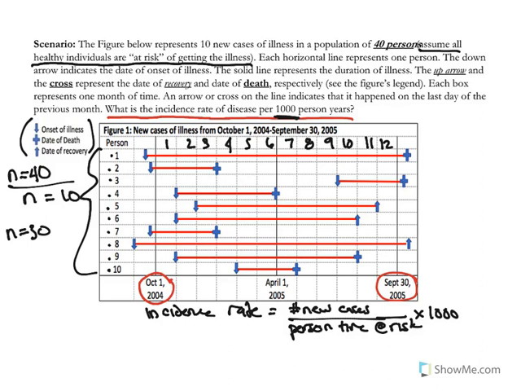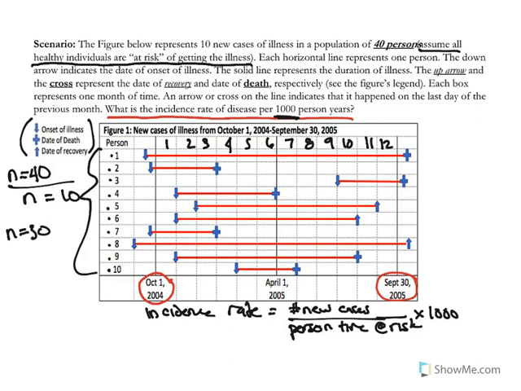So now we have two pieces of our formula that we need to figure out: our number of new cases, which we're going to get from the figure, and our total number of person time, which we're going to get from the information provided in the scenario description and from our figure.